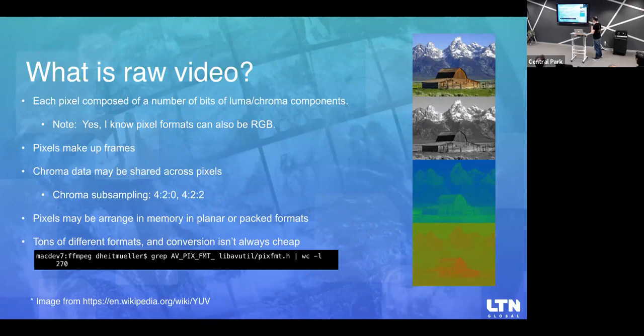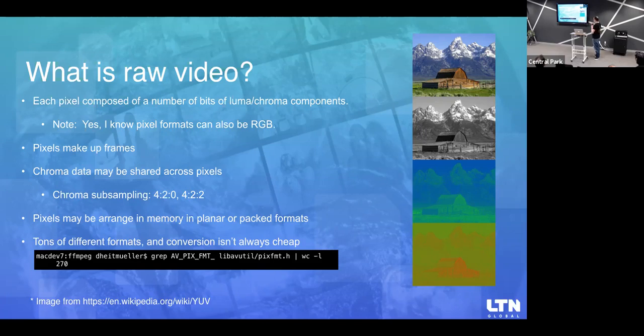So let's take a step back to the basics for a minute. Let's talk about what raw video is. If we think about video in the raw space, we've got pixels. These are built up of components of Y, U, and V. And if you look at this very nice little picture here, you can see that this is the real image, Y, U, and V. And they're organized in that manner to aid in compression, because compression is good.